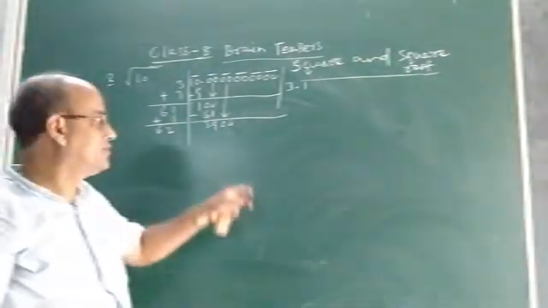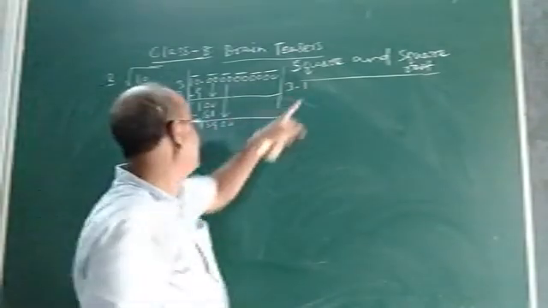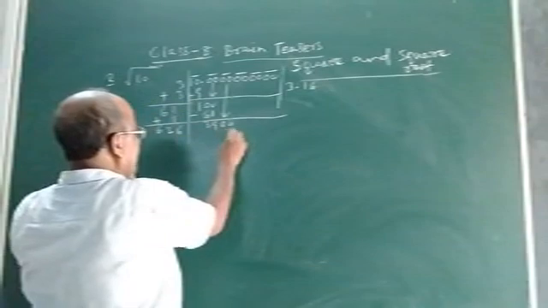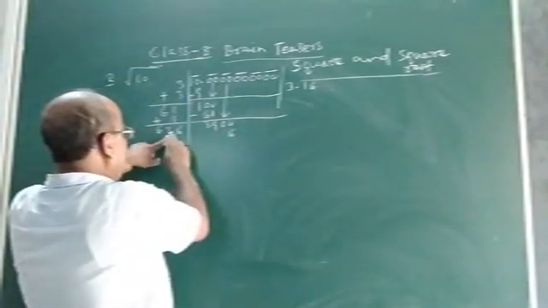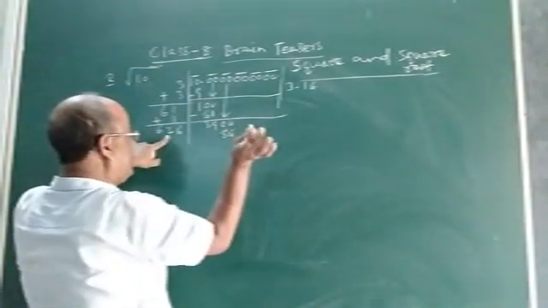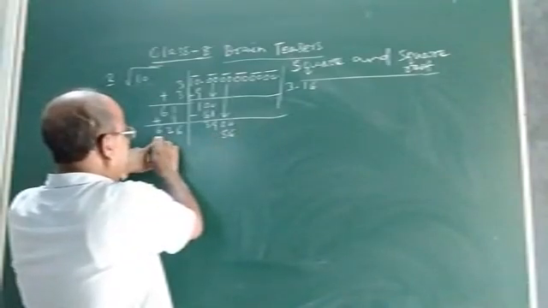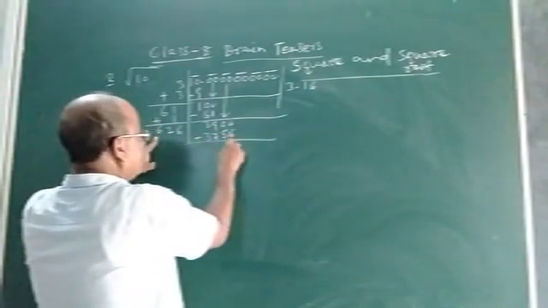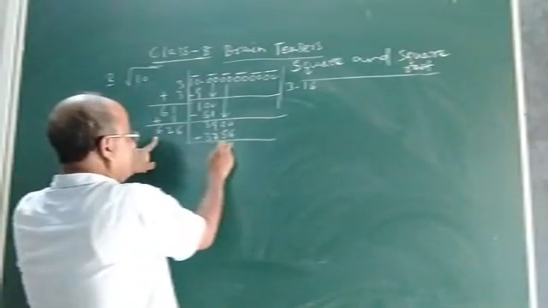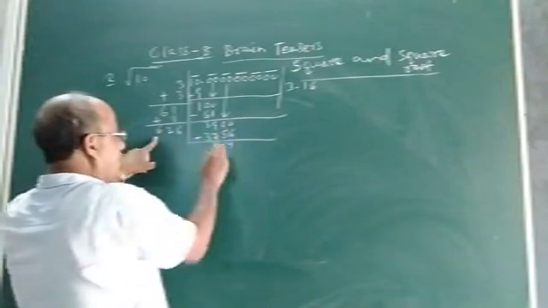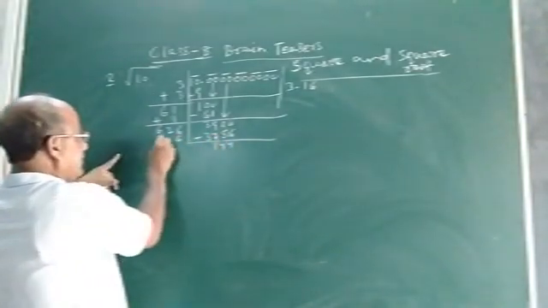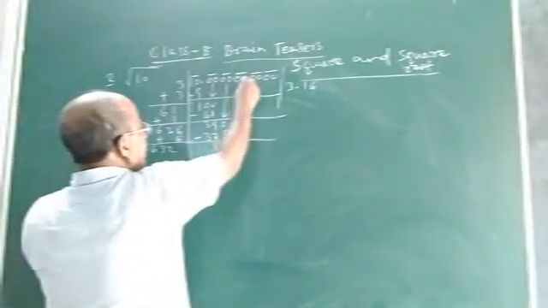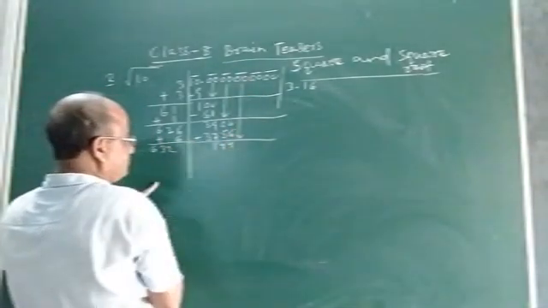Now the point is, what to put here and here. Let us try with 6. 6 6s are 36, carry 3. 6 2s are 12 plus 3, 15, carry 1. 6 6s are 36 plus 1, 37. Subtract. 10 minus 6 is 4, 9 minus 5 is 4, 8 minus 7 is 1. Then you add here 6, it will be 32. Then you bring down this 0.